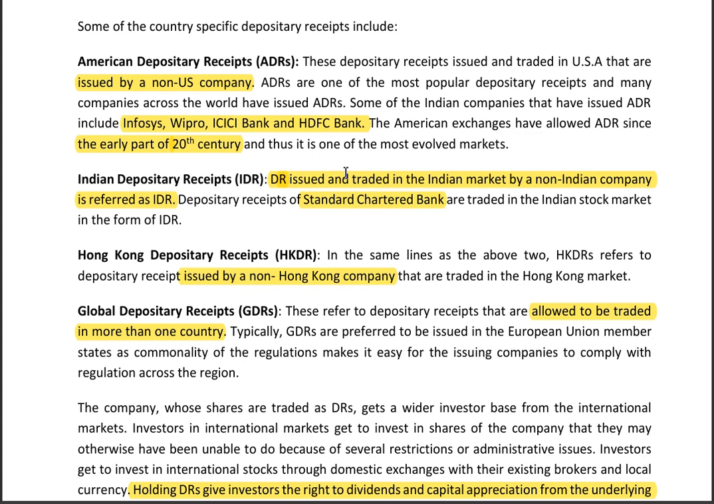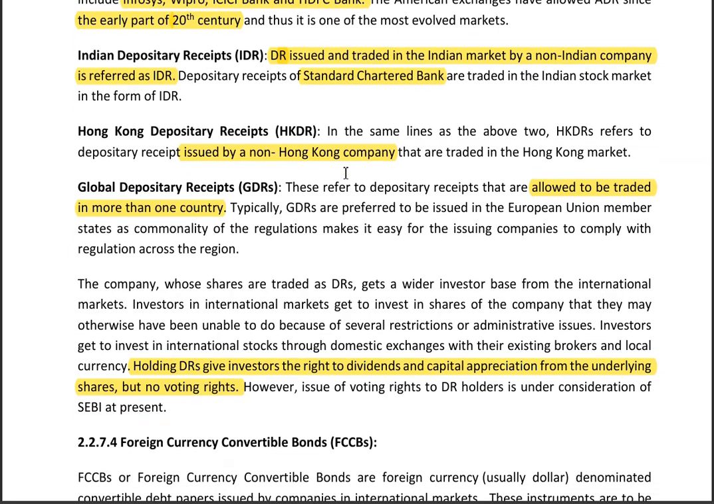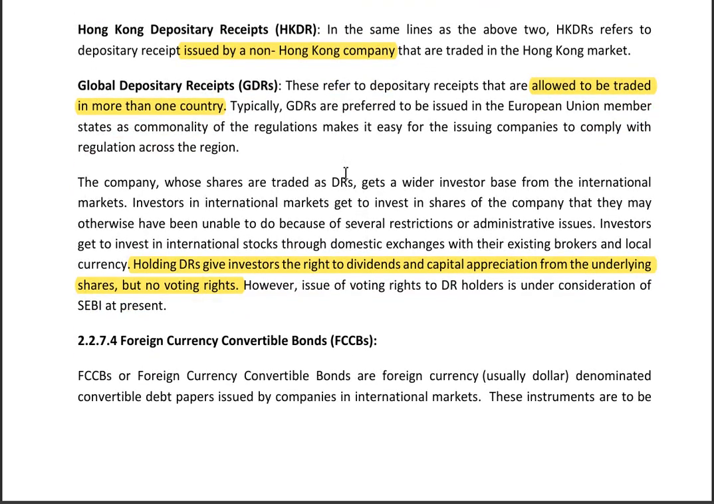Next, IDR. Indian depository receipts are issued and traded in the Indian market. They are similar to ADRs but issued by non-Indian companies, so those companies who want to raise funds from India can issue IDRs. Hong Kong depository receipts are similar to the above. GDR is a global depository receipt. As the name tells, GDRs are issued in European Union member states. So this is a GDR.